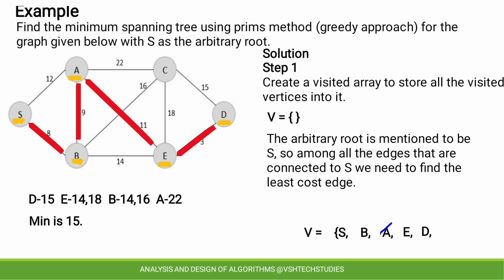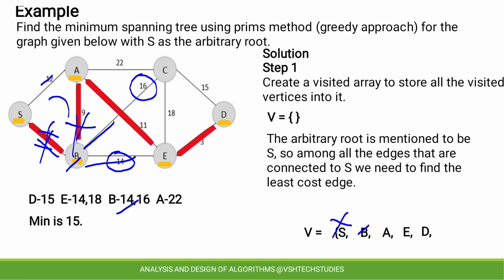Next, if you consider vertex A, which is here, it has 4 outgoing edges. This one will not be considered, it forms a cycle. These 2 are covered. We have only one edge with weight 22. That is what is mentioned here. If you take vertex B, which is here, it has 4 outgoing edges. 2 are already covered. Then we have an edge with 14 and another with 16. Those 2 edges are mentioned here. We will not consider them, because one is already covered and the other forms a cycle, as we have already mentioned.